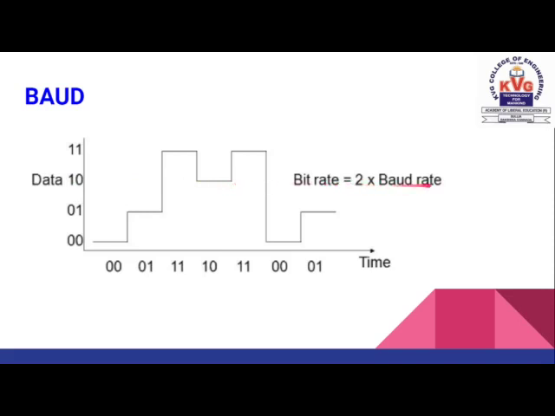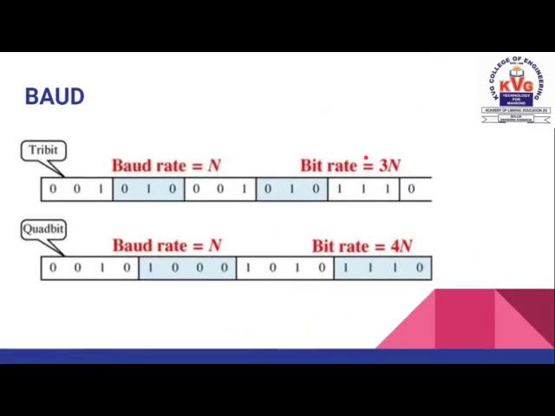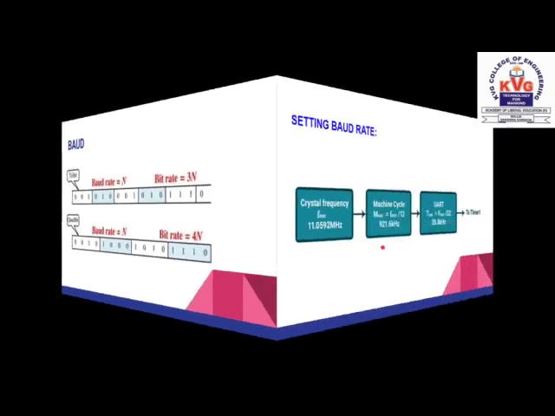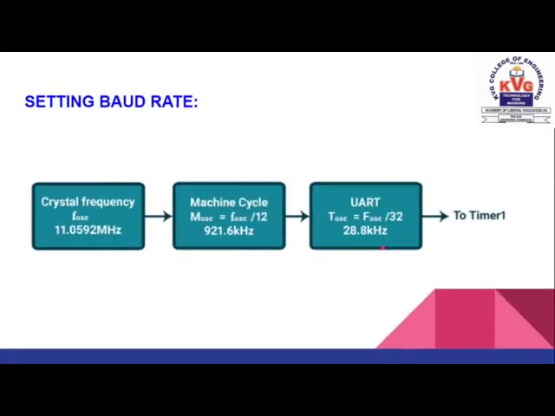Let's see another example in the next slide. The tri-bit example shows that each symbol has 3 bits. Here, the bit rate is 3 times the baud. Similarly, in the quad-bit example, the bit rate is 4 times the baud. Baud rate is the data transmission rate that determines the symbols per second for serial communication.